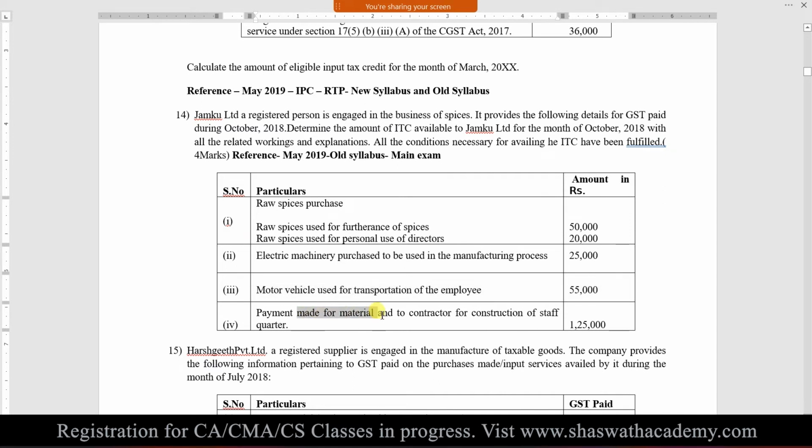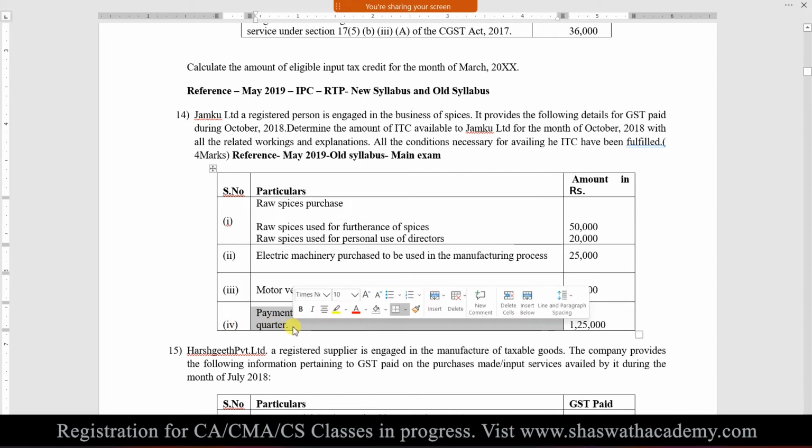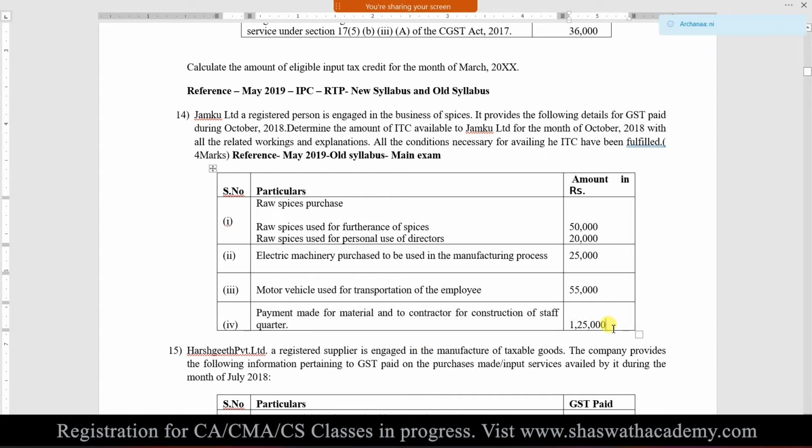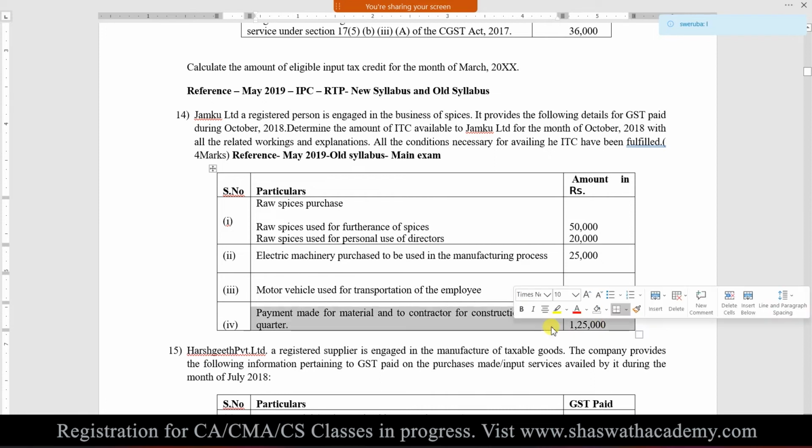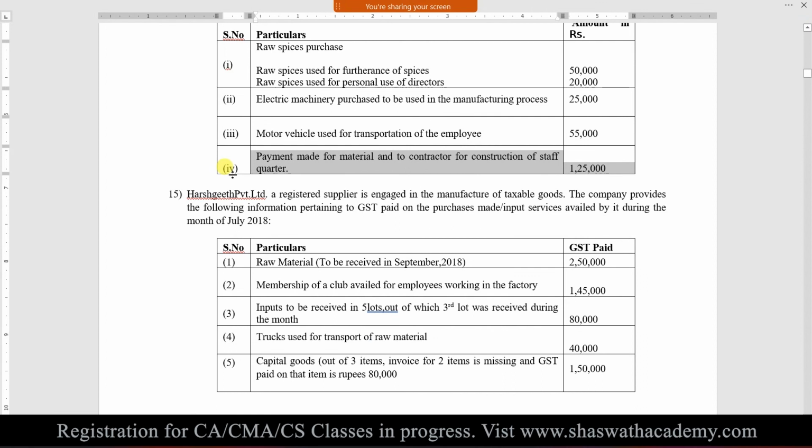Payment made for the materials and to the contractor for construction of staff quarters. My dear, can I call staff quarters plant and machinery? No. We have specifically discussed, right? Therefore, this is ineligible or not eligible, anything is fine. So that's Jamco Limited for you in quick succession.